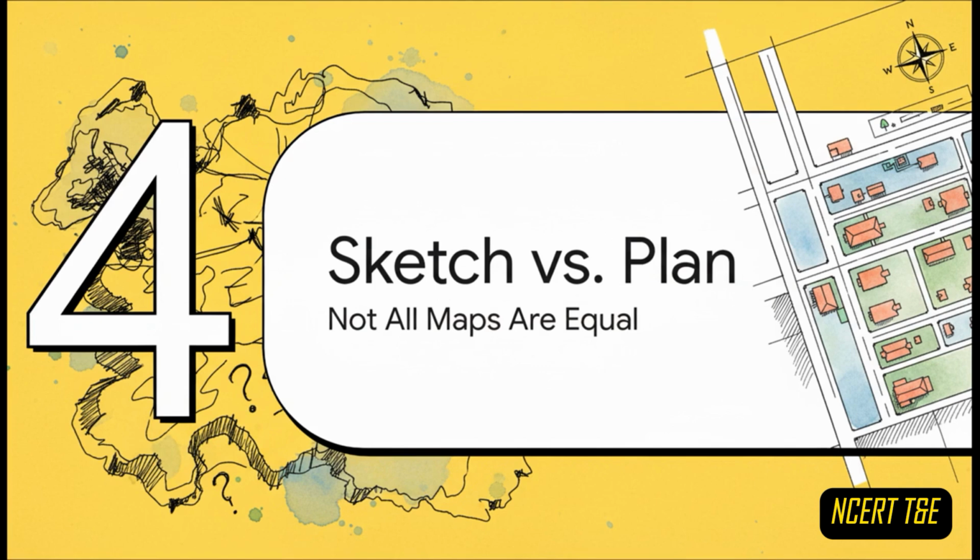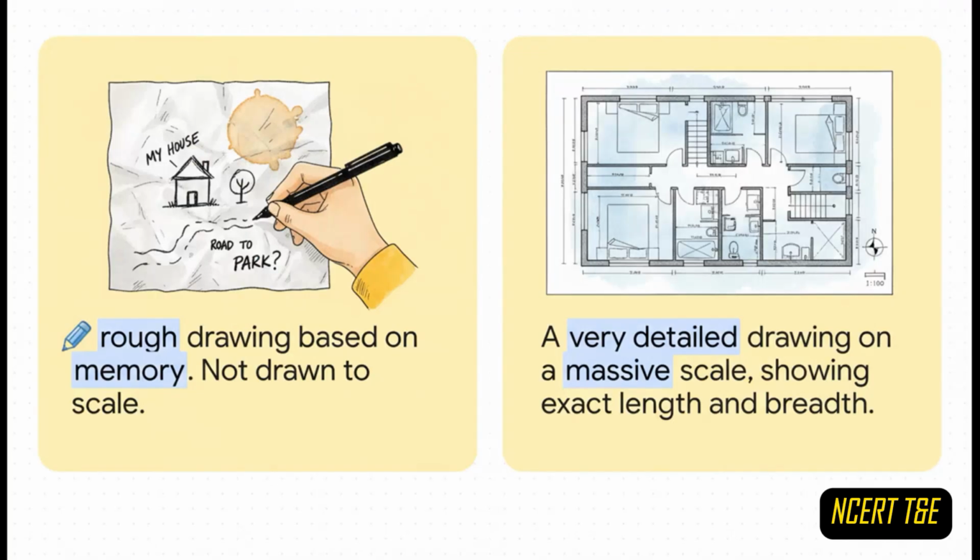All right, one last thing, and this is actually pretty important. Not everything that looks like a map is a map. We need to talk about the key difference between a quick sketch and a really detailed plan. So a sketch, that's like when you grab a napkin to draw directions to your house for a friend. It's rough, it's based on memory, and it's definitely not drawn to scale. A plan, though, is the total opposite. It's incredibly detailed and drawn on a massive scale. A perfect example is an architect's blueprint for just one room. That's a plan. It shows the exact length and breadth of everything.